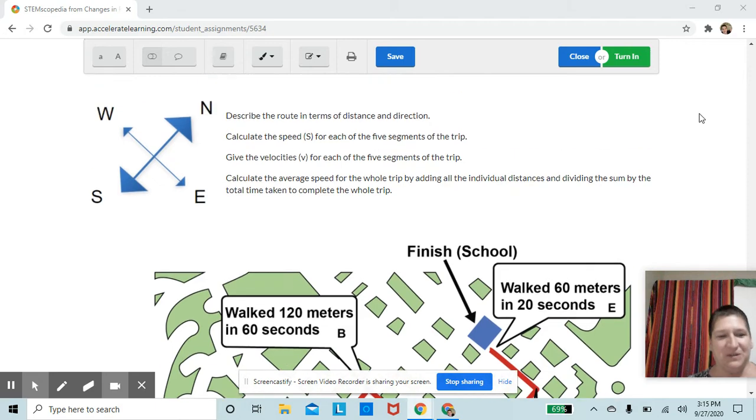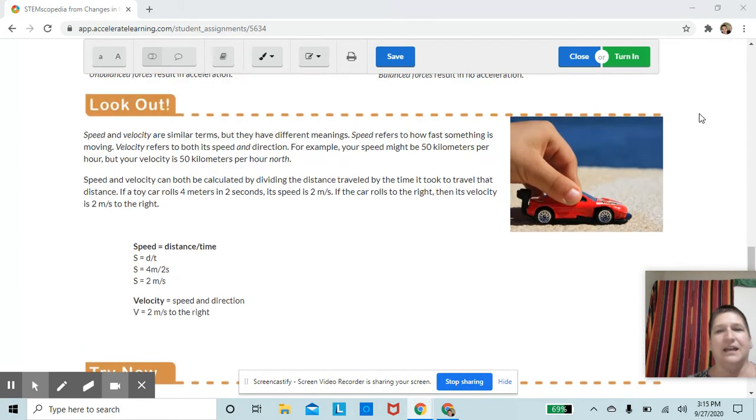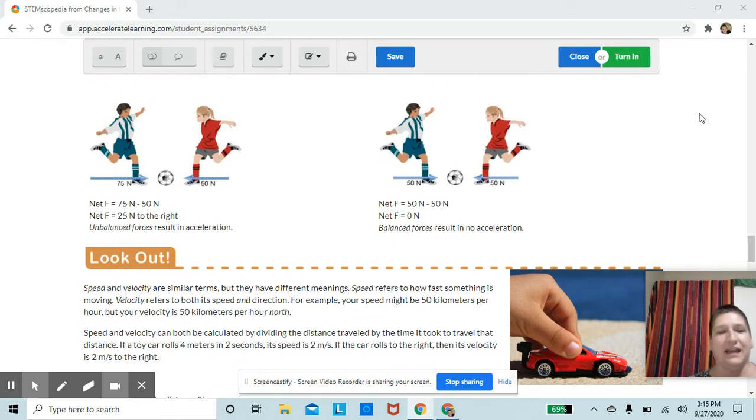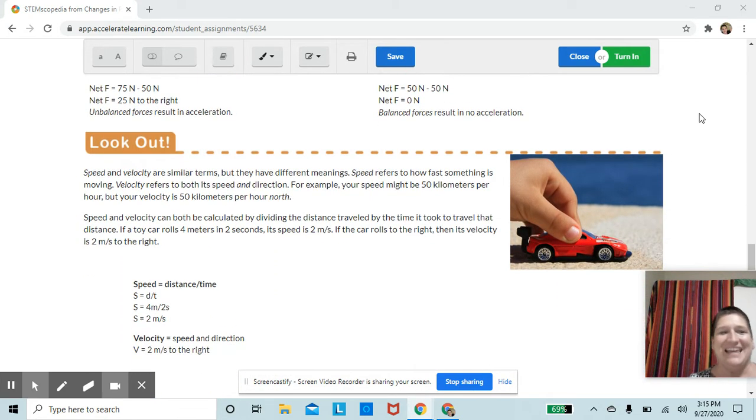I want to scroll up just a little bit and remind you that this is where we left off on Thursday. We picked up on Friday reading about lookout, and we talked about speed and velocity being similar. Speed is simply distance divided by time. So you would say, for instance, kilometers per hour or meters per second, or what you might be more familiar with, miles per hour. But we tend to use metric in science.